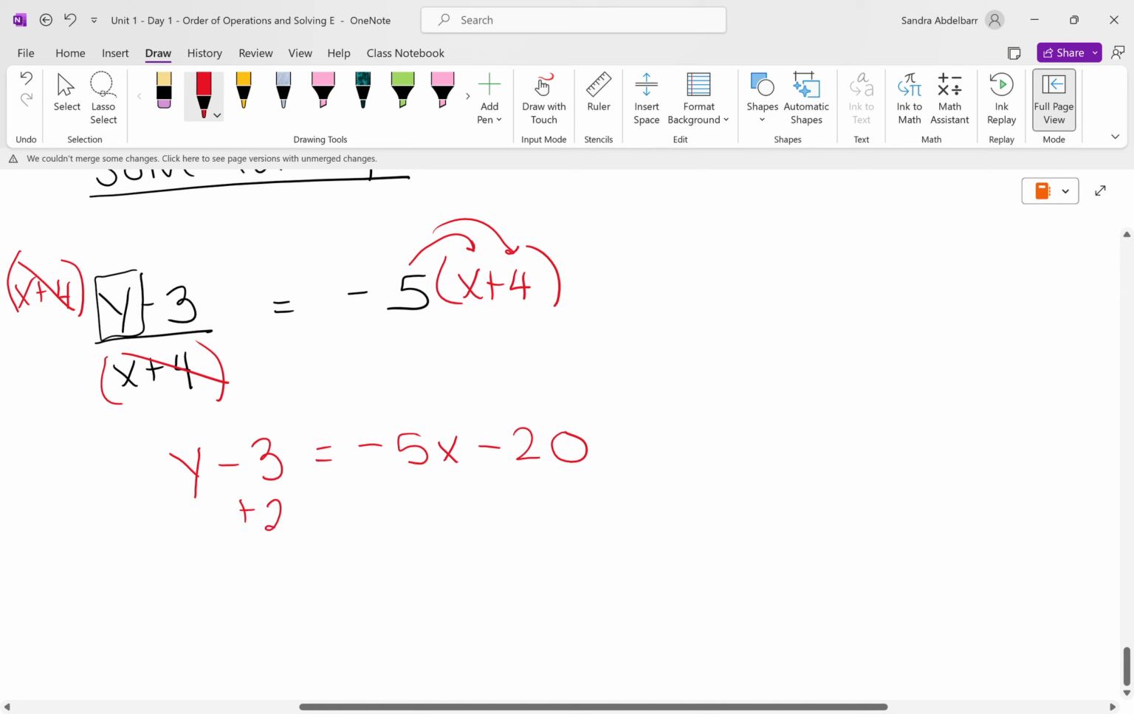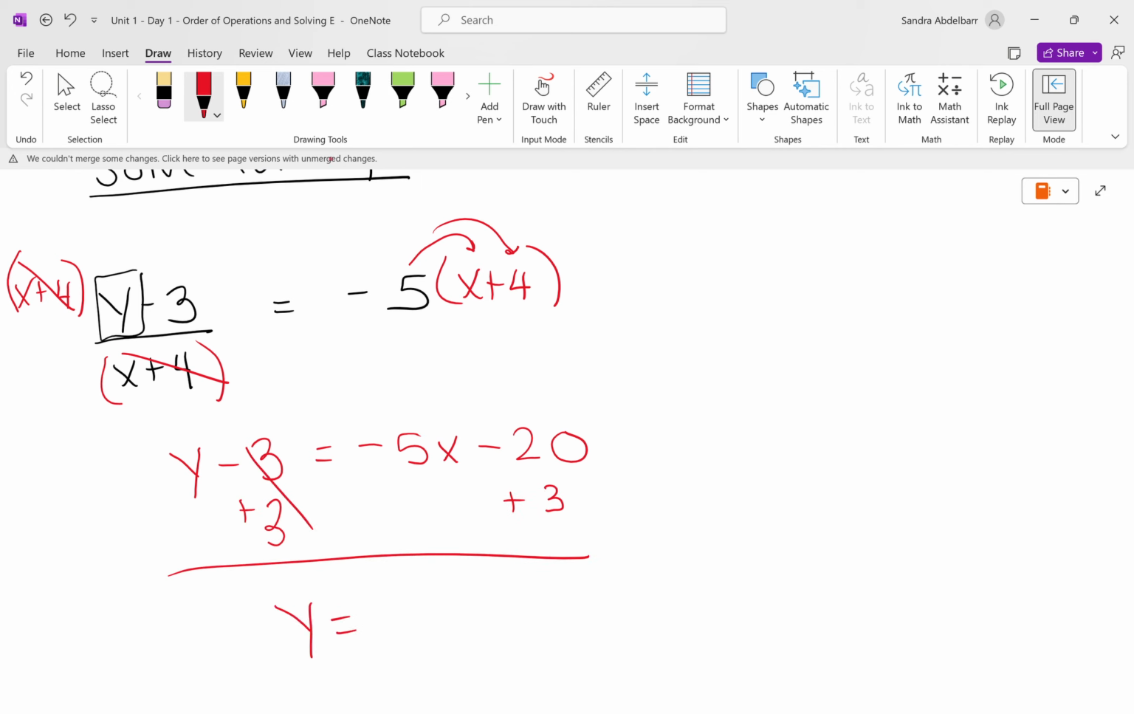I'm going to distribute in that negative 5, so negative 5x minus 20. And our last step for solving for y is to add the 3 on both sides. And now we're going to have y is equal to negative 5x minus 17. All right, let's step it up a little bit.